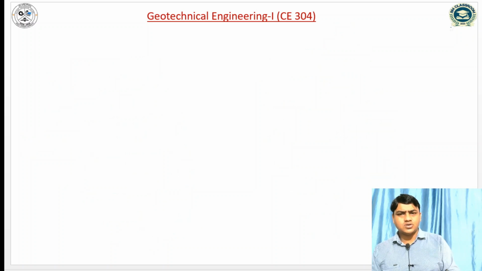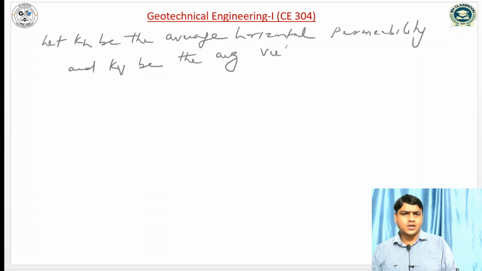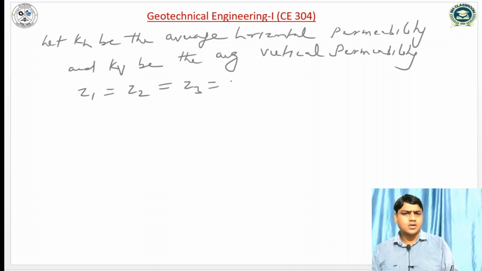So we can assume, let KH be the average horizontal permeability and KV is the average vertical permeability, and the thickness Z1 is equal to Z2 is equal to Z3 is equal to Z4, assume it is Z.